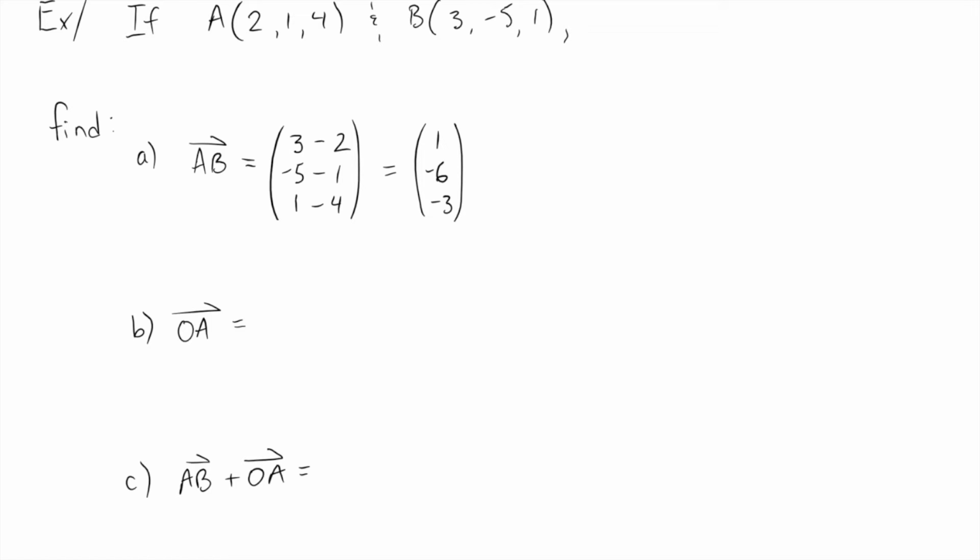Vector OA is simply the position vector of that point A. It's saying the vector that goes from the origin to that point. So we know to find that vector, we just take the coordinates of the point, and we use them as the components of the vector.